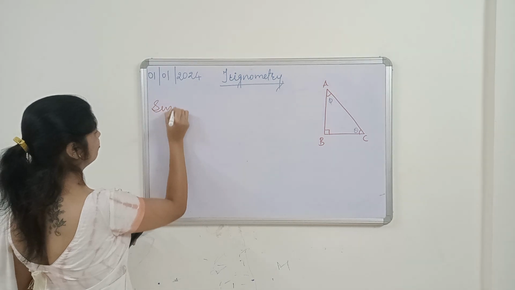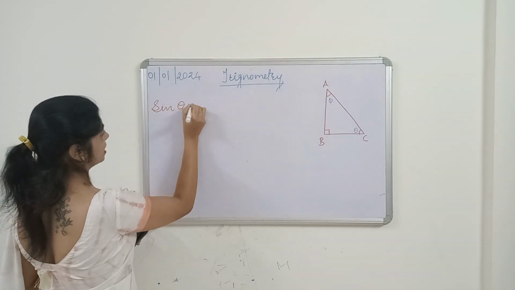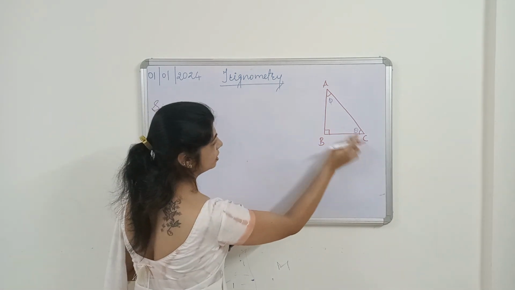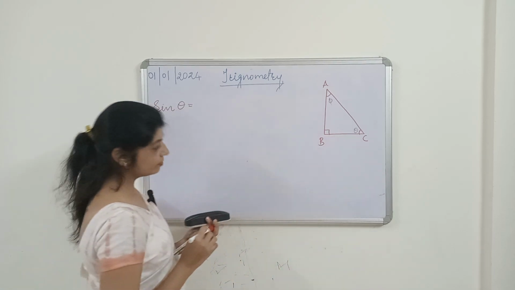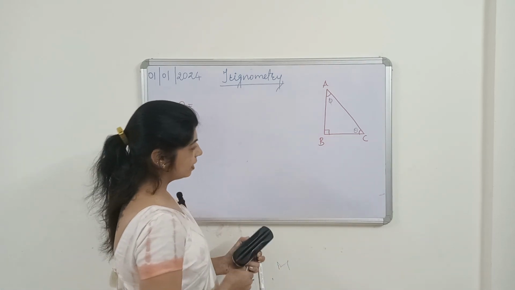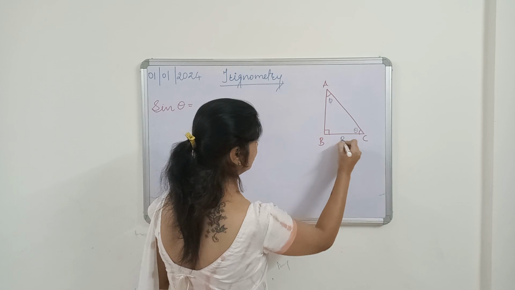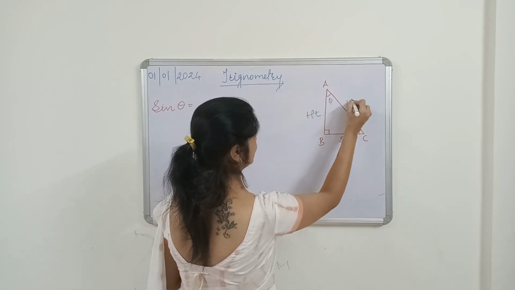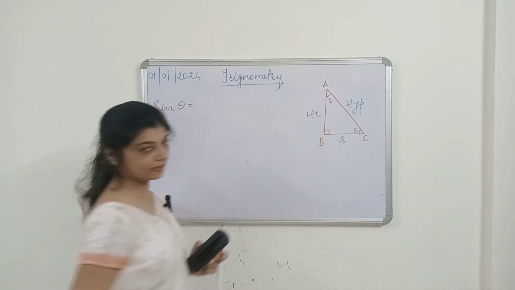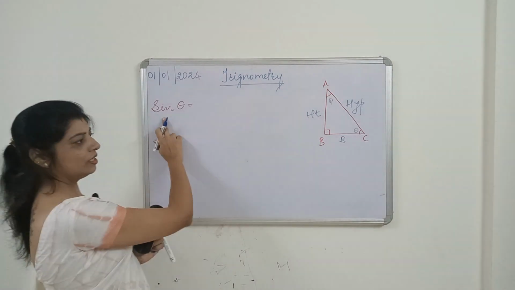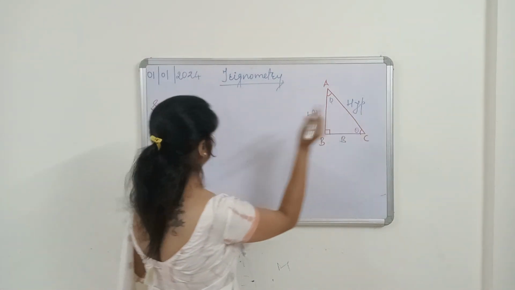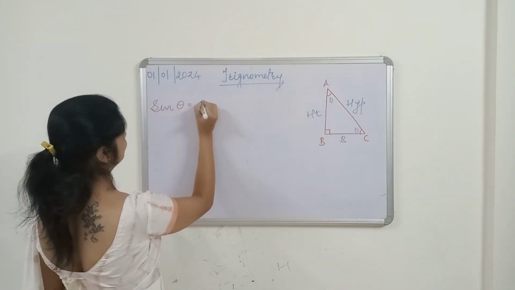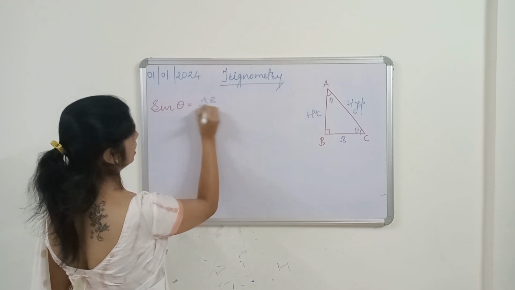Suppose first I take sine theta. Sine theta means this one. This is your base, this is your height and this is your hypotenuse. So what is our sine theta? Opposite upon hypotenuse. So what's your opposite side? AB. And what's your hypotenuse? AC.